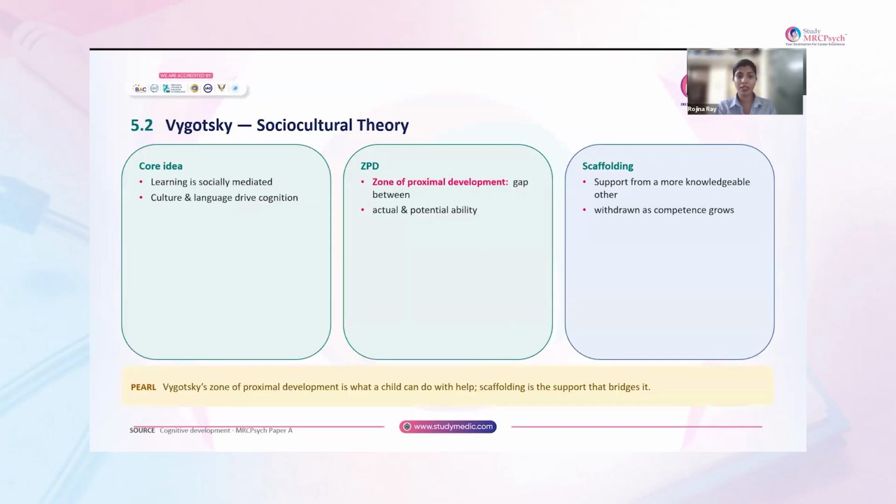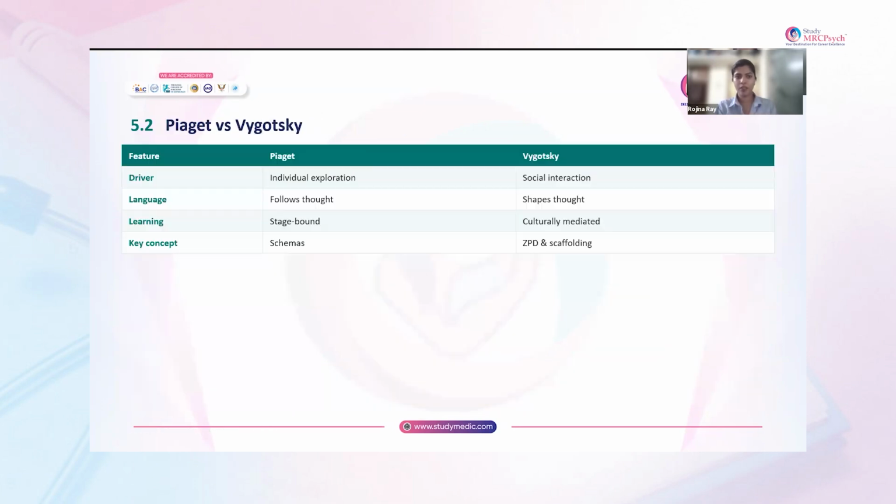So you need to remember these terms: the zone of proximal development, that is a gap between the actual and potential ability that is attained with help, and what is scaffolding. So what are the differences between Piaget's and Vygotsky's theory? Both of them believe that children actively construct knowledge, but they differ in how development occurs.